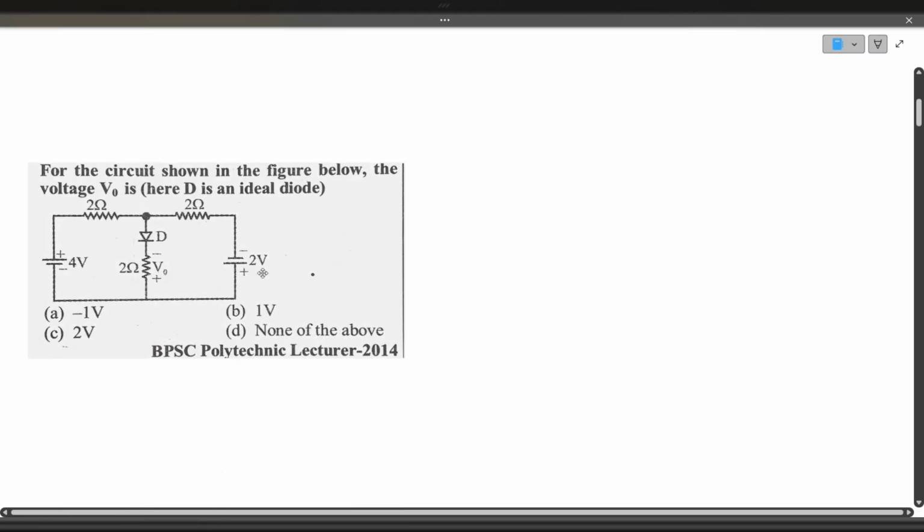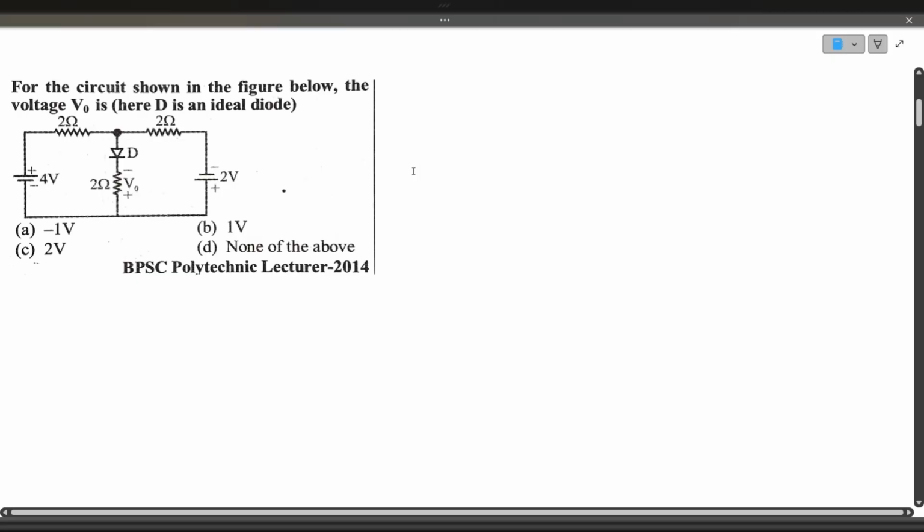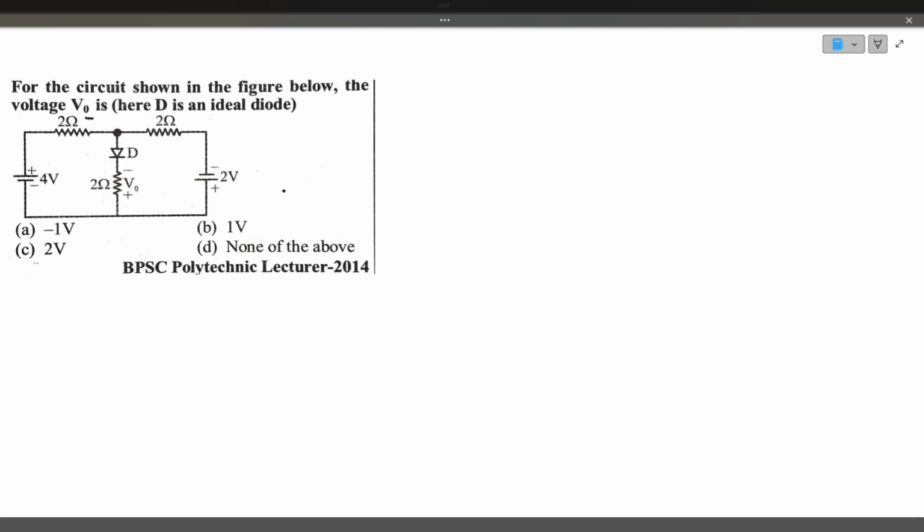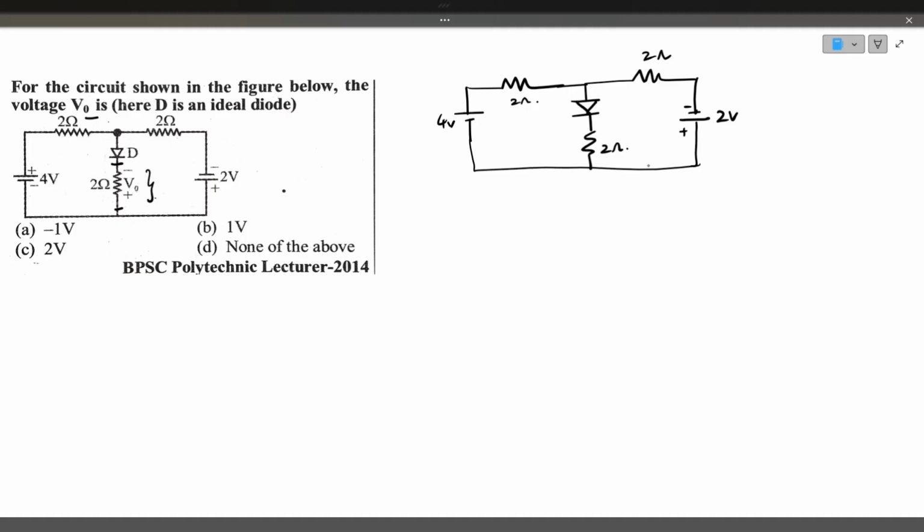Now if you look at the next question, for the circuit shown in the figure below, the voltage V0 is. So he's asking us to find out the voltage V0 in this particular branch. If you read out the circuit, this is the 4 volt input voltage, and this is a 2 ohm resistor. And there is a diode here. There is a 2 ohm resistor. This is again a 2 ohm resistor with 2 volts in the reverse direction. Now he's asking us to find out the voltage V0.